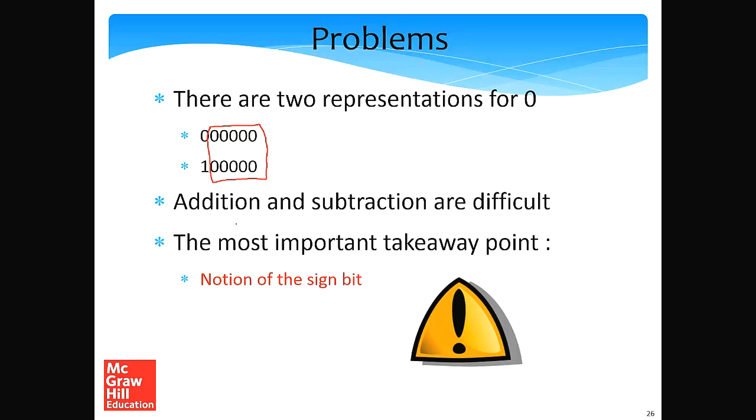But still there is a problem in the sense that you're having a positive 0 and a negative 0. So addition and subtraction are difficult. We can clearly see if we just regularly add them as binary numbers, then there is a problem. So the most important takeaway point is, yes, we introduced a sign bit. The sign bit did have some advantages, no doubt. However, it introduced more problems than it could solve. For example, there are two representations of 0, which is something that we don't want.